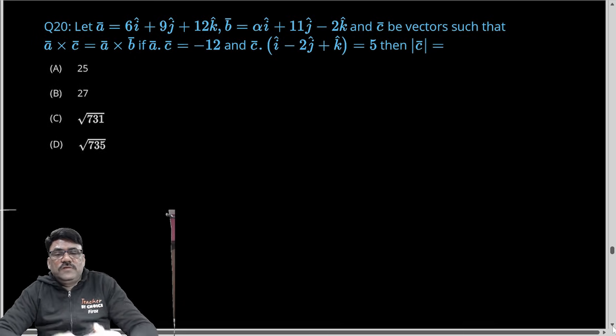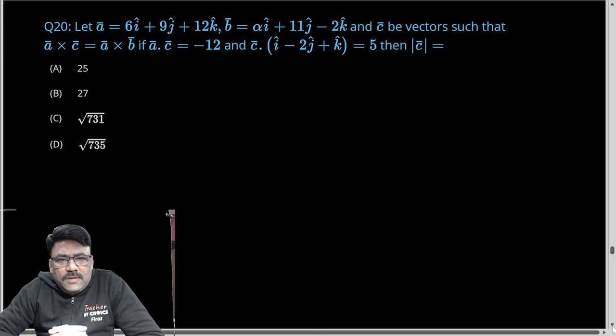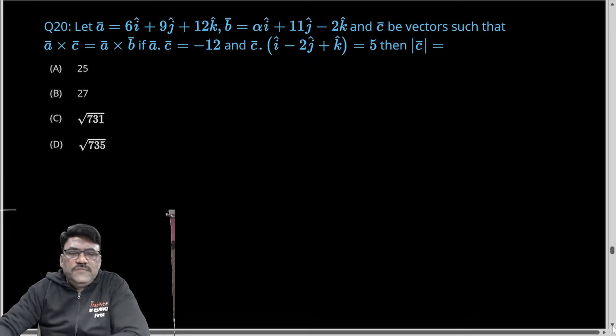Okay, let's see this question. This is from vectors. So you are given two vectors here, A and B. C is another vector which is satisfying this equation A cross C is equal to A cross B. A dot C is minus 12 and then C dot (i minus 2j plus k) is 5. So then what will be mod C here?